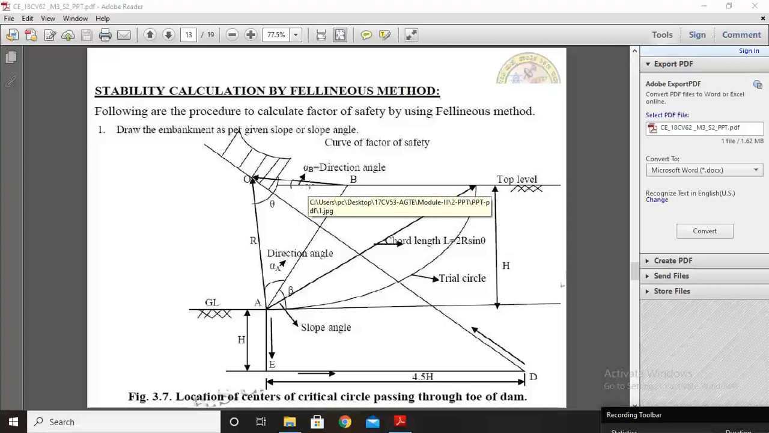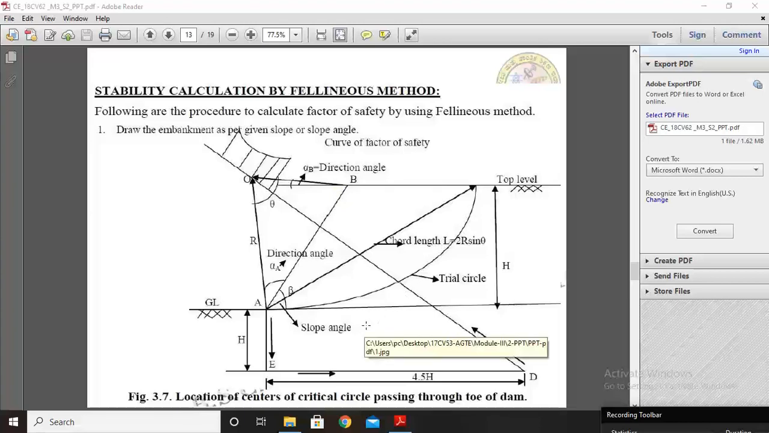Okay, so after getting the A and B points, after the slope and embankment, with respect to the B point you select alpha B, that is the direction angle, and draw this line. And with respect to A you select the direction angle alpha A. We are getting this line, so this line and this line you join together, and somewhere we are getting the O point. Then from D you join, passing through the O point, see this arrow mark. So this is the Fellenius method, how to locate the O point.